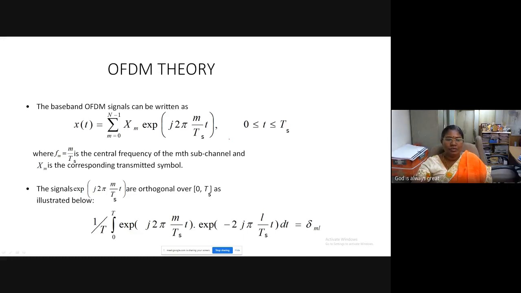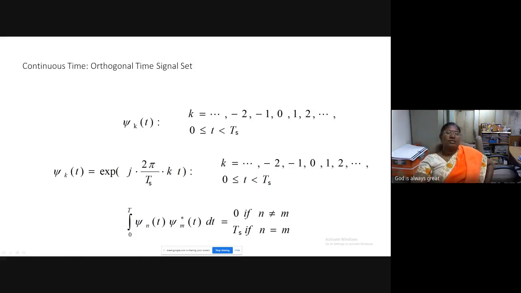Now, we want to express orthogonality. How can we express orthogonality here? We can easily express it. This is a continuous time version of the signal. So 1 by t integral 0 to t e power j 2 pi m by ts into t, into e power minus j 2 pi L by ts into t, will become a delta function. If it is a discrete time version, we'll be calling it 1. If it is a continuous time version, we'll be using the delta function to represent orthogonality, right? So this is orthogonal. This is the expression to express the orthogonality in OFDM theory.